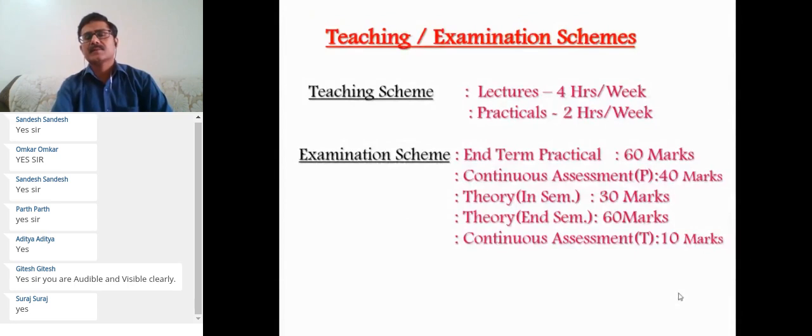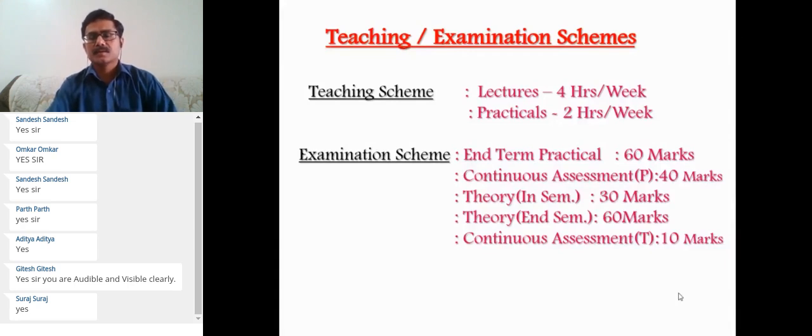So comprehensive end-term examination toward the end of the semester, having the weightage of 60 marks, and the continuous assessment for the theory, that is 10 marks, which is based upon the assignments which will be given to you on the different units.